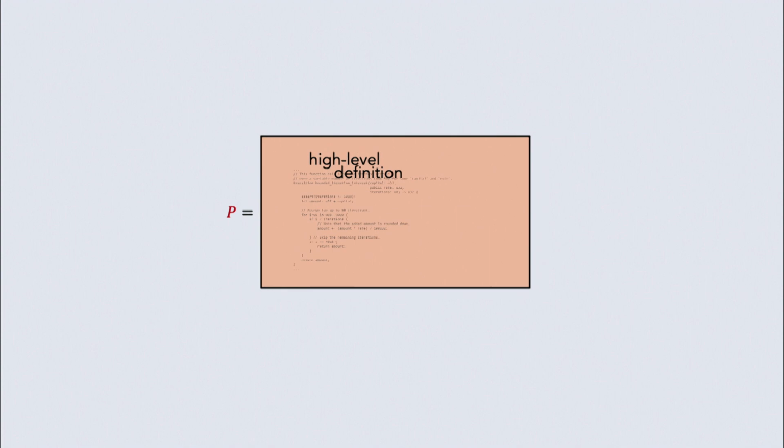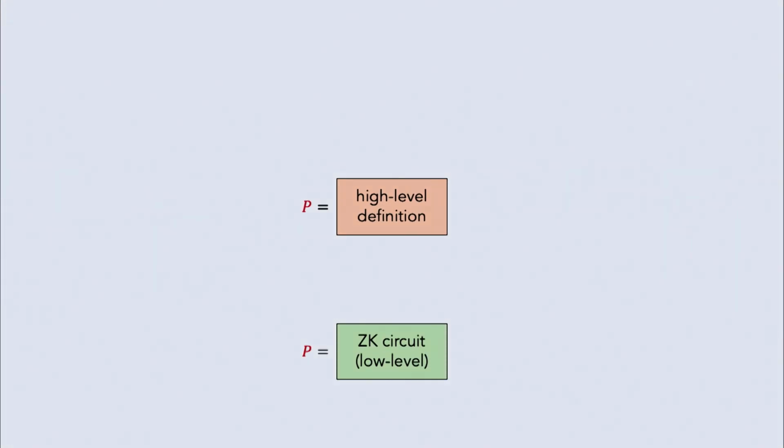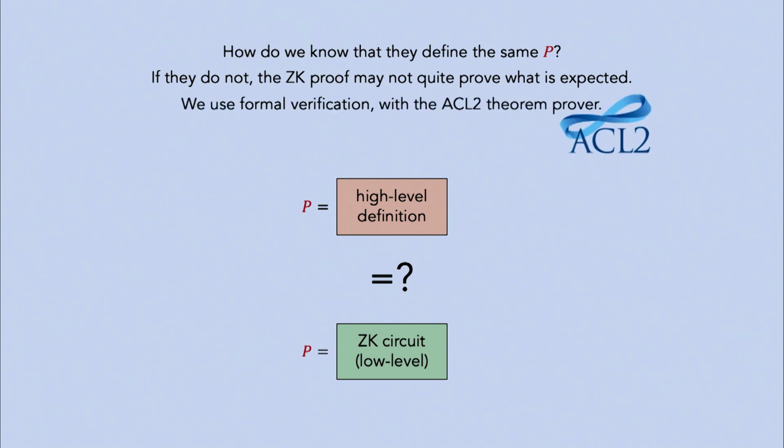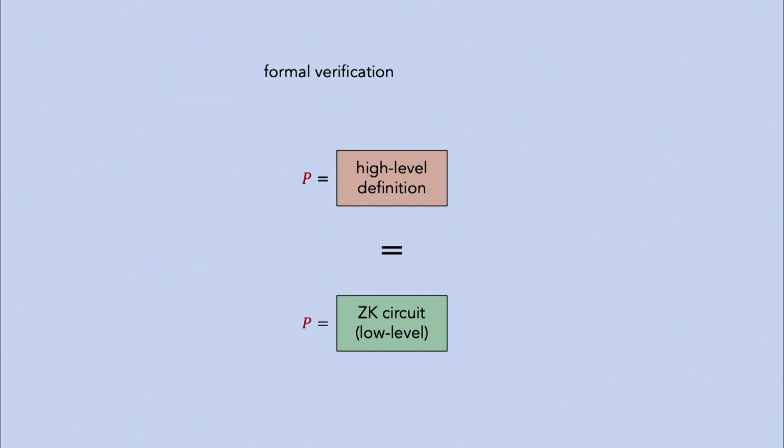But then the zero-knowledge proof has these low-level constraints. And so the problem is, how do we know that these are the same, that it's the same P? Because if they are not, then the zero-knowledge proof may not quite prove what is expected to be proved. So that's where the second element of the title comes into play, which is formal verification, which is how we tackle this problem. In particular, we use the ACL2 theorem prover, but the approach works with other theorem provers as well. So let's see how we do that in a little more detail.